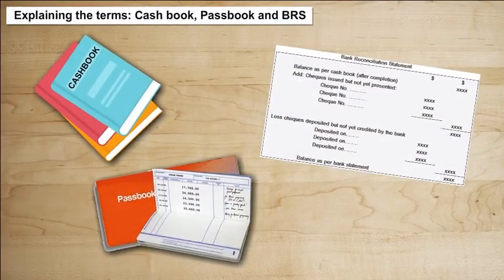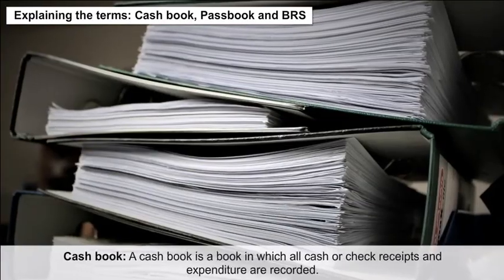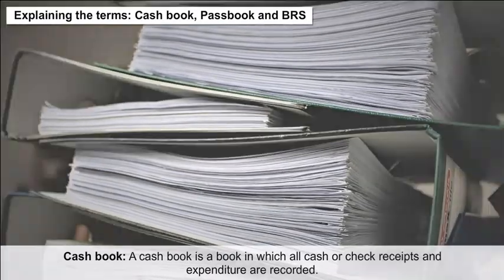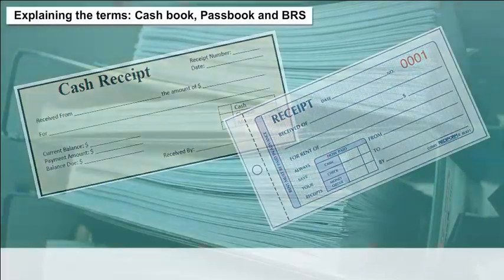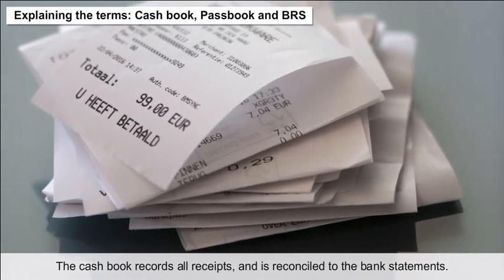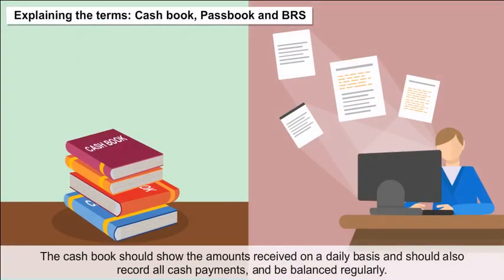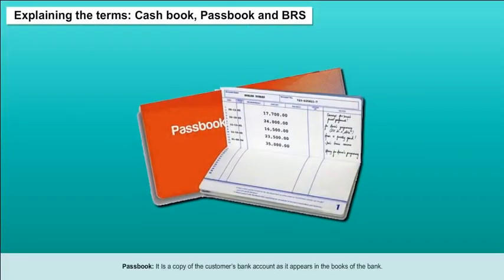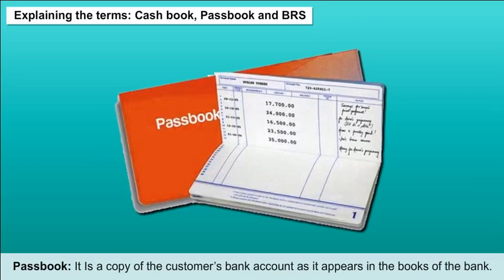Step 2. Ascertain the correct cash book balance. Explaining the terms cash book, passbook, and BRS. Cash book. A cash book is a book in which all cash or check receipts and expenditure are recorded. The cash book records all receipts and is reconciled to the bank statements. The cash book should show the amounts received on a daily basis and should also record all cash payments and be balanced regularly.